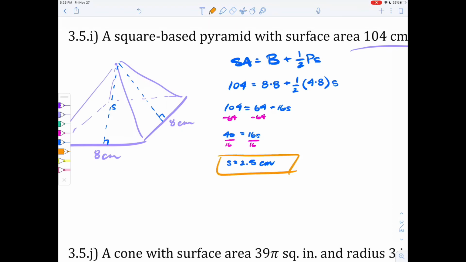A common mistake that people make is whenever they see surface area, they get in the mind, well, all of my units have to be squared. Haha, joke's on you. Slant height is a length. It is not an area, so it is not a two-dimensional measurement, so it does not require a two-dimensional unit. Okay, let's take a look at the next one.